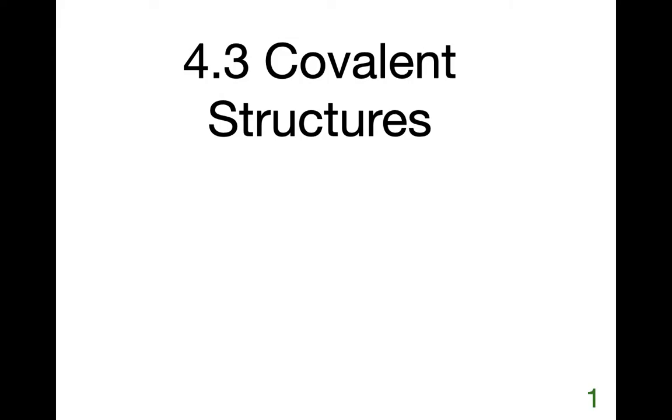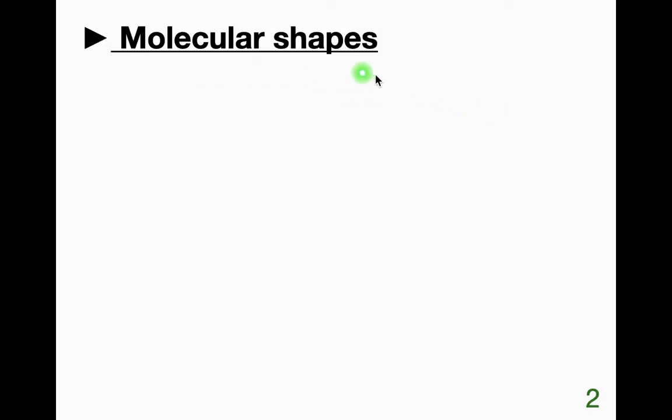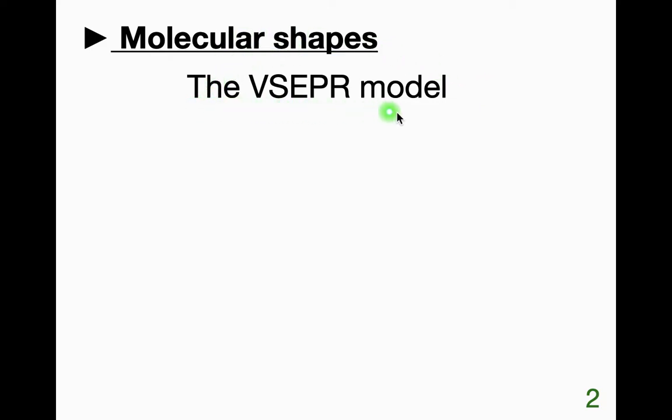Okay, 4.3, covalent structures. Now, there's quite a bit in this topic, but today our only focus will be on determining the molecular shape of molecules. Molecular shapes. To determine the molecular shape of a molecule, we use what's called the VSEPR model. That's how we pronounce it, VSEPR.